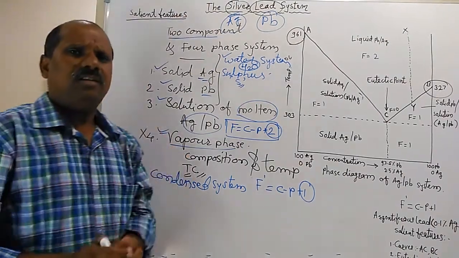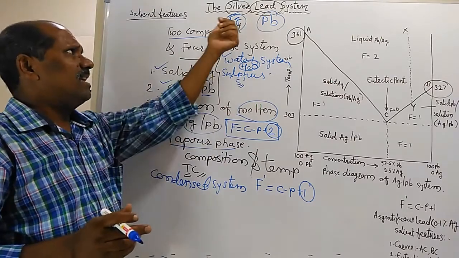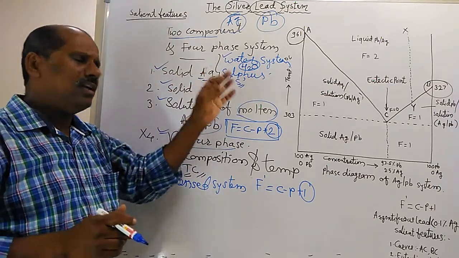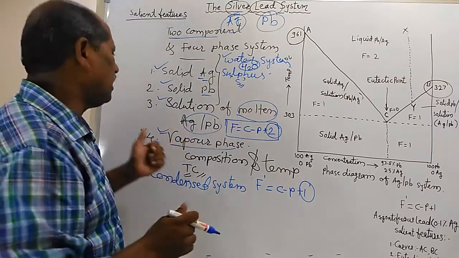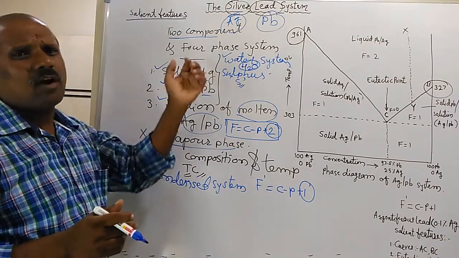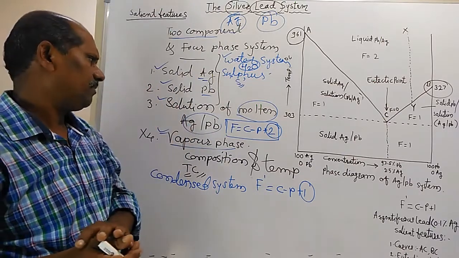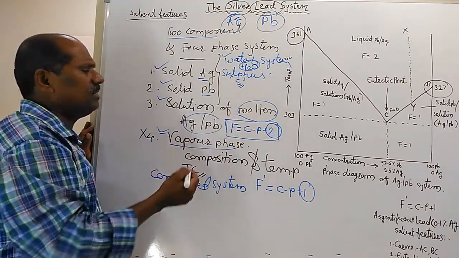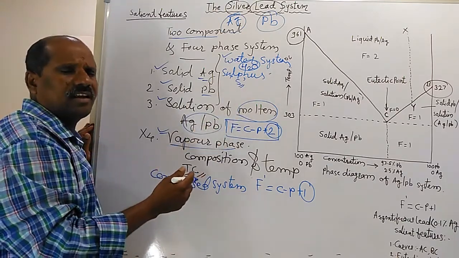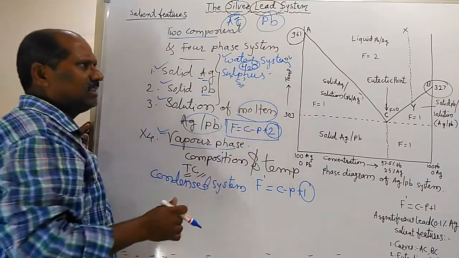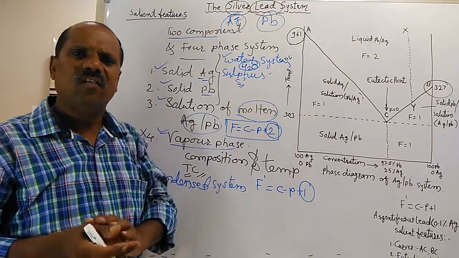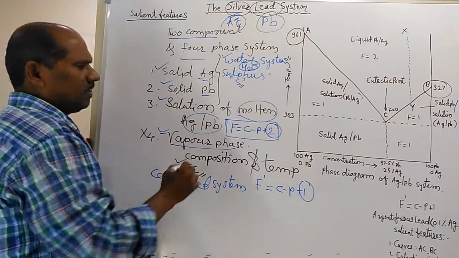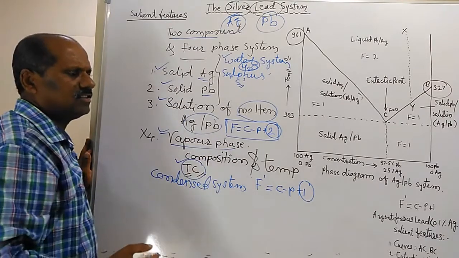The silver lead system is a two component and four phase system. The two components are silver and lead. The four phases are solid Ag, solid Pb, the molten solution of AgPb and the vapor phase. These are the four phases, and hence it is called a two component and four phase system. And because we are not taking the vapor phase into consideration during the explanation of the silver lead system, the effect of pressure is not considered, and due to that reason, the remaining variables, that is the composition and temperature, are taken into consideration for the study of the effect of those two variables on the silver lead system. And hence the phase diagram of the silver lead system is called the TC diagram, or the phase diagram of the silver lead system.